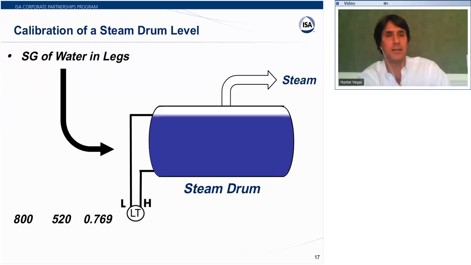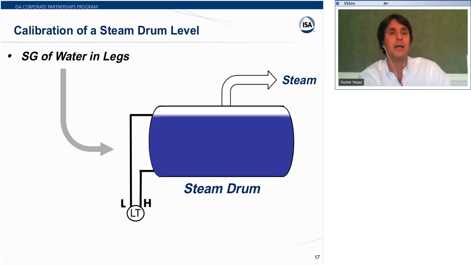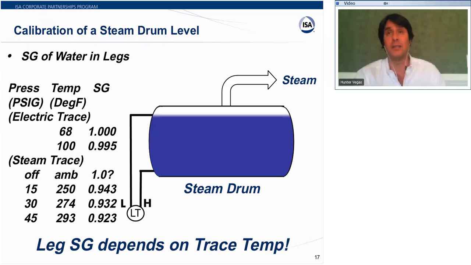The next item is the water in the legs. As I said, most people heat trace those. Some people use electric trace. Some people use steam trace. Some people don't trace them at all. If it's inside and there's no issues for freeze protection, then they might just leave them right there, in which case they would just be ambient.